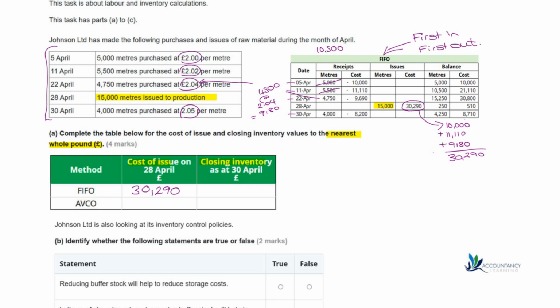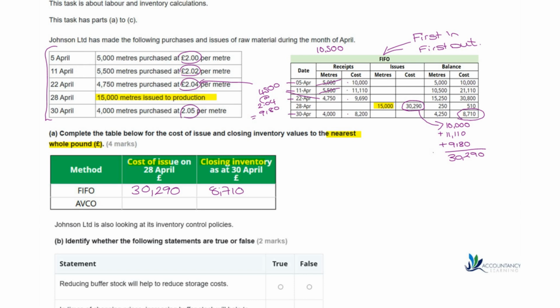The closing inventory is then our final balance down here. So again, we just carry on calculating. So the metres that we've got left is we had 15,250, we take off the issue and we then take off the cost, add in the receipt on the 30th of April, and then that gives us our closing inventory balance.